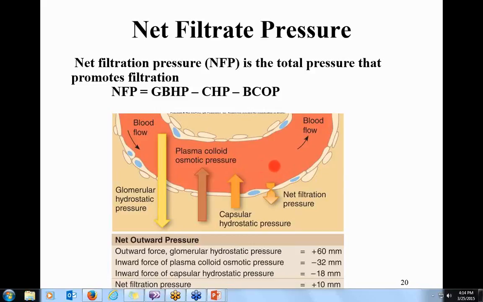And you have a net filtration pressure. This is small, but it wants to push fluids from the capillary into the nephron. So things move from higher to lower pressure, and usually the highest pressures favor fluids flowing out. And again, this is in the glomerular area of the nephron. So filtration occurs in that area.